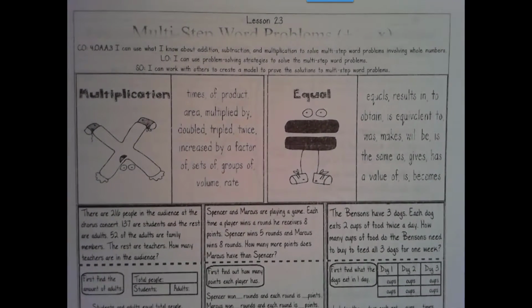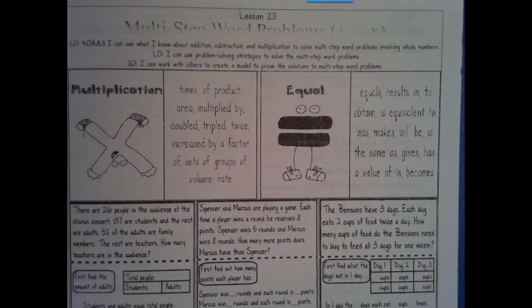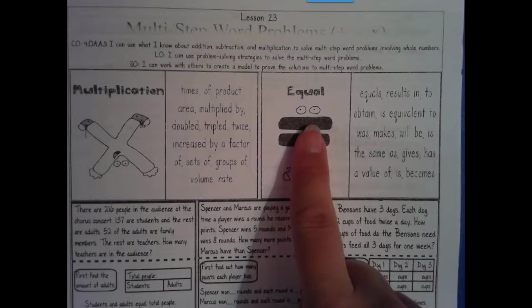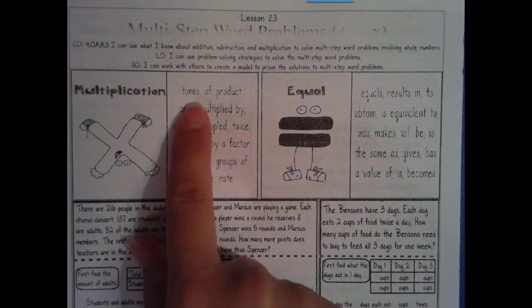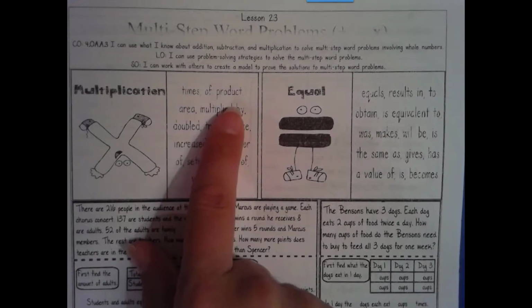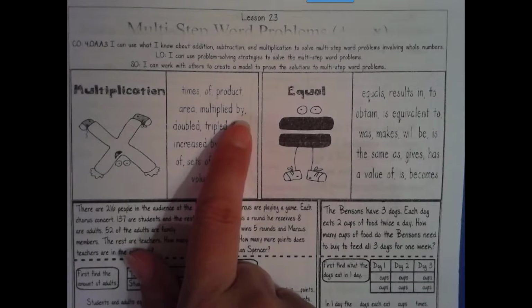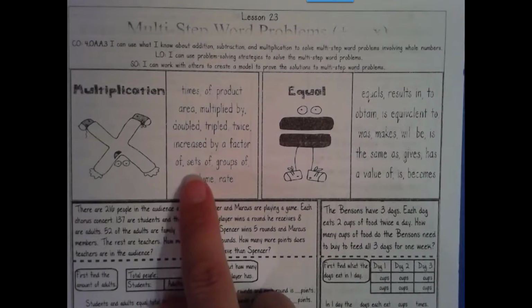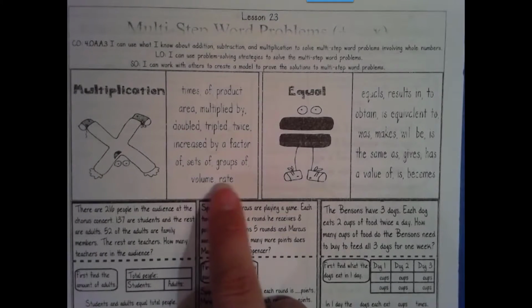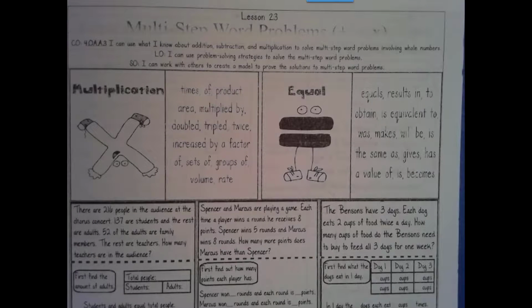Alright, so previously we had gotten down some keywords that can let you know if you're adding or subtracting. Now here are some keywords that let you know you may be multiplying, or we're looking at a total amount, an equal amount. So multiplication, times of, product, area, multiplied by, doubled, tripled, twice, increased by a factor of, sets of, groups of, volume, rate. All those are hints that you're probably going to multiply.